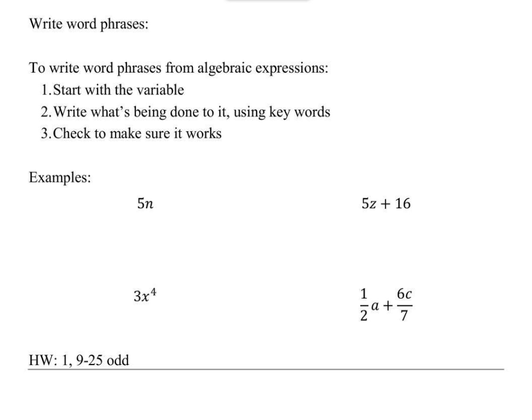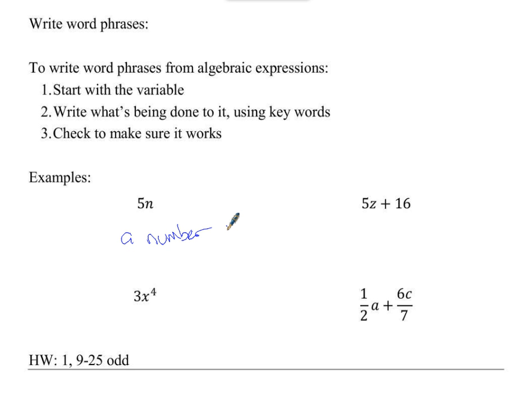So for example, we have this thing sitting right here. If you just read that, what does it say? 5n, okay? What is the operation going on in between? Multiplication. So we're going to have to come up with a word for multiplication. Now we're going to start with the variable, and the variable is n. So instead of writing n, we're going to write the phrase a number. All right. So I've written down a number. Now I need to write down what's being done to that number. What is being done to that number? It's being multiplied by 5.